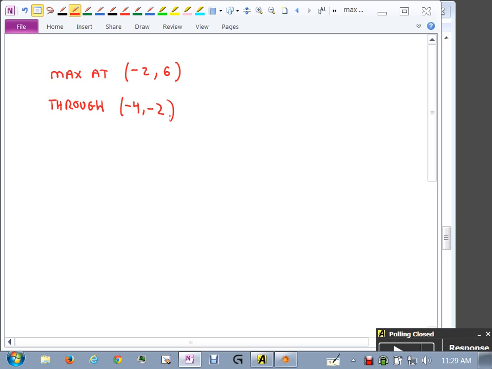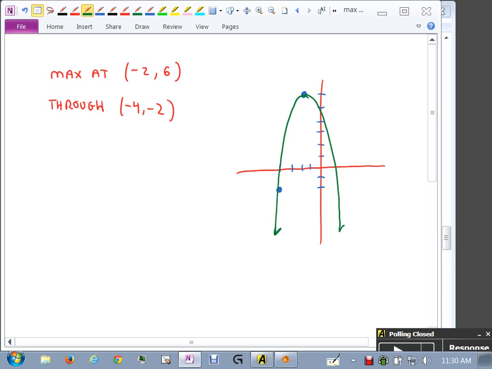If you want a picture of what's happening here, if you go to the left 2 and up 6, you have the maximum point, right? That's what it says. And then it says that it also goes through -4, -2. So your parabola goes through here. So you know that your parabola looks something like this. That makes sense? The question is, what is this function? What is the actual function that would draw that whole thing? Understand what we're being asked?